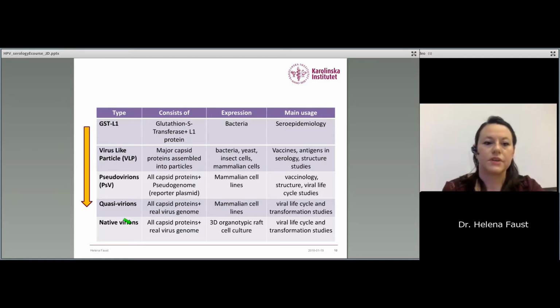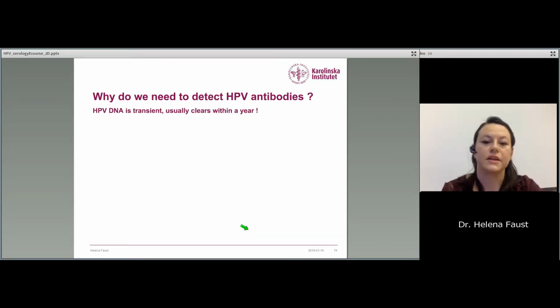And then we have native virions, which we can actually collect from warts, for example, but it's always such a little amount that you cannot really waste it for any assay. So therefore they are used for viral life cycle and transformation studies too. They can also be grown in organotypic graft cell culture, but again, the yields are low. So you cannot waste it for just detecting antibodies.